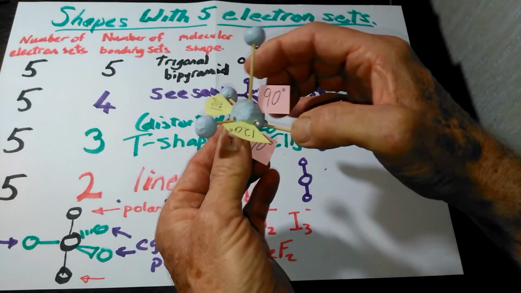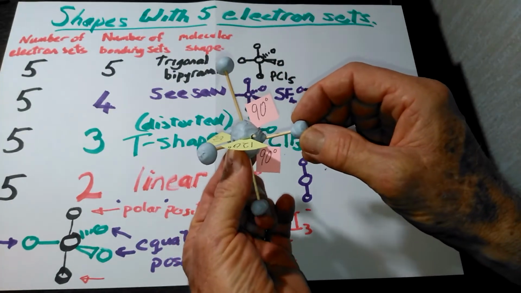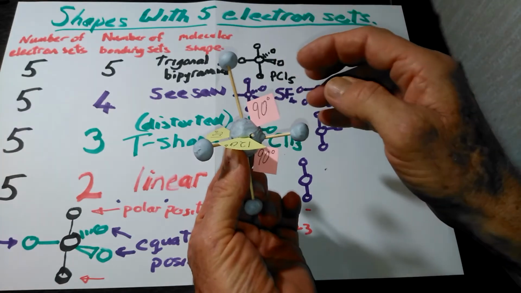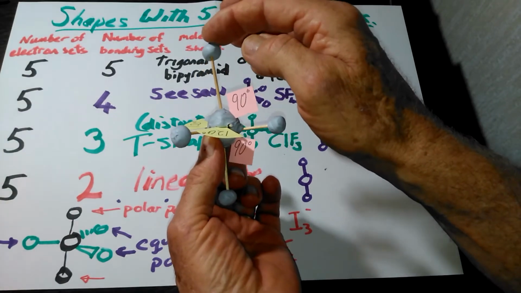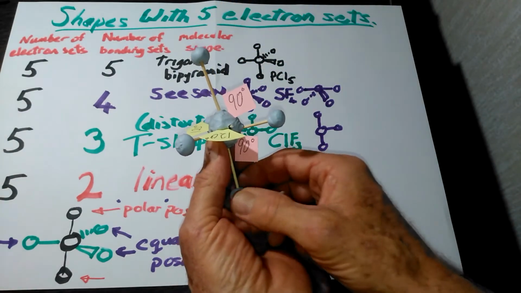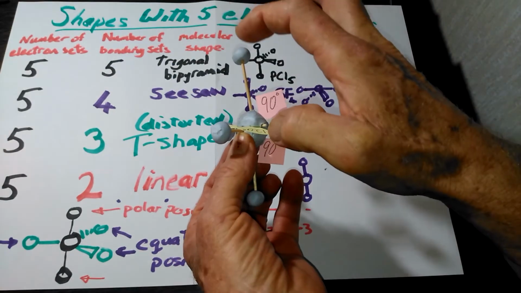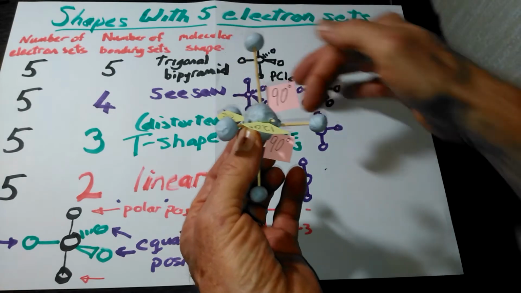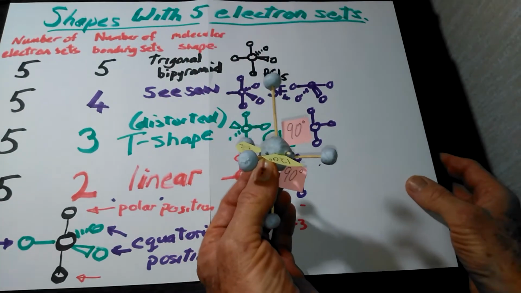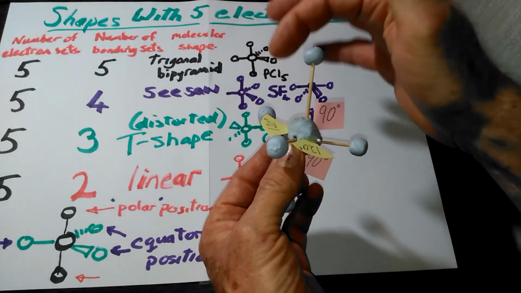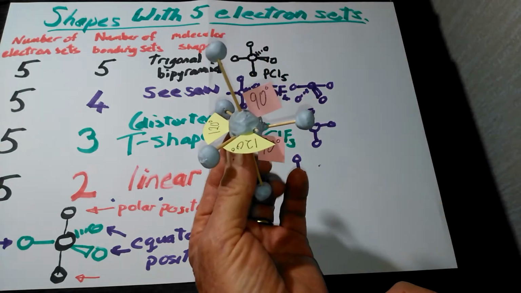We've got 2 different bond angles in this molecule because there's 2 types of positions the outer atoms can be in. This one here and this one here, 2 of them are called polar positions, as though this was the Earth. This would be the North Pole, the South Pole, and of course what do we have around the middle? We have the equator. So these 3 here are called equatorial positions.